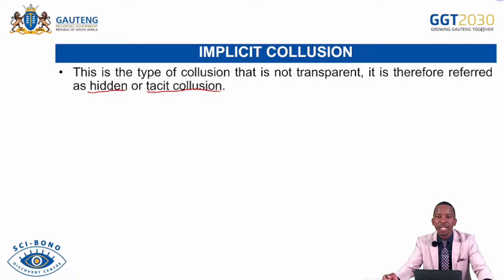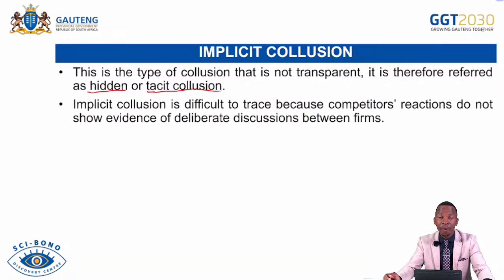In this case, firms do collude, but implicitly so, without any transparent discussion between themselves. Therefore, they copy each other's ideas. Implicit collusion is difficult to trace because competitors' reactions do not show evidence of deliberate discussion between firms.